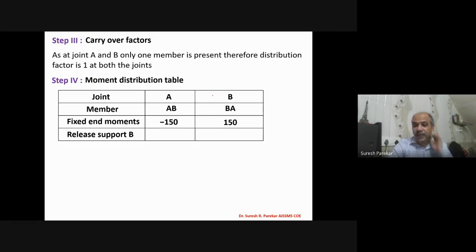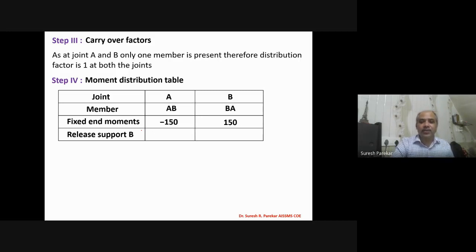When we release the support, we release the end support, provided the end support is simple support. If your end support is simple, then you have to make the moment 0, and if it is an overhang, then you have to release it to the overhanging moment. So we should be careful. For overhanging support, we release it to the overhanging moment; for simple support, we release it to 0.